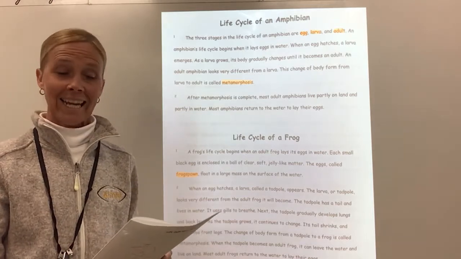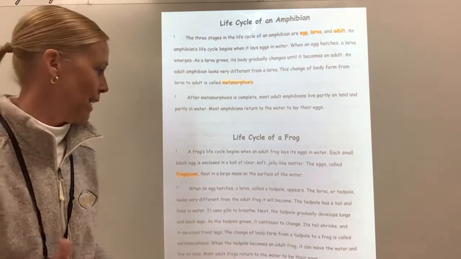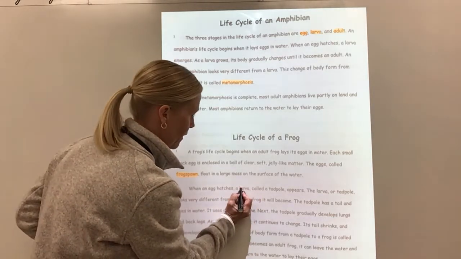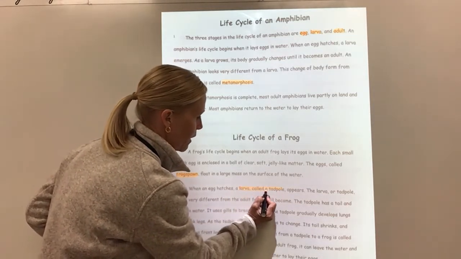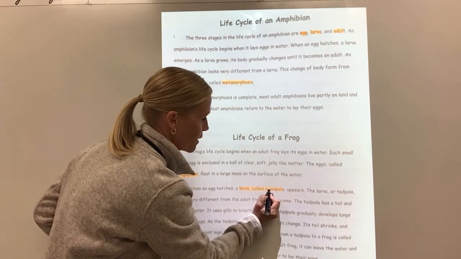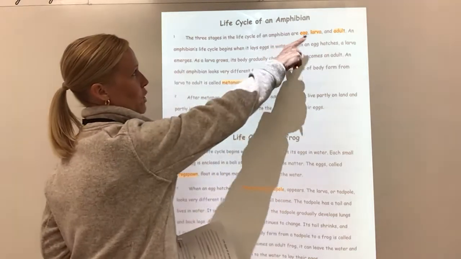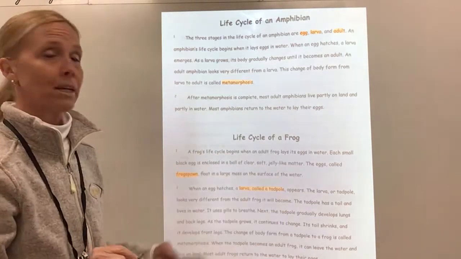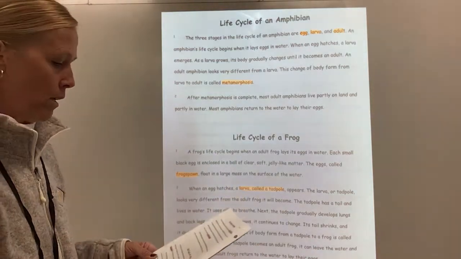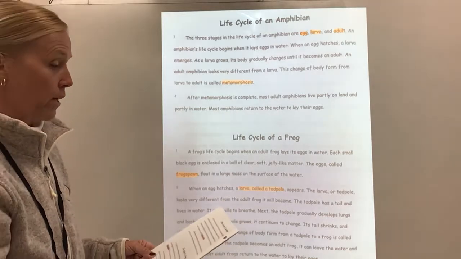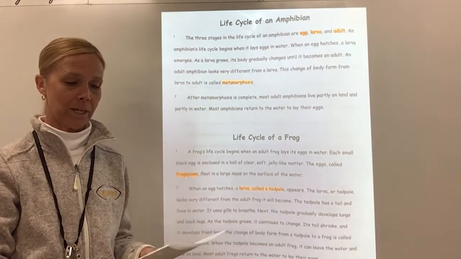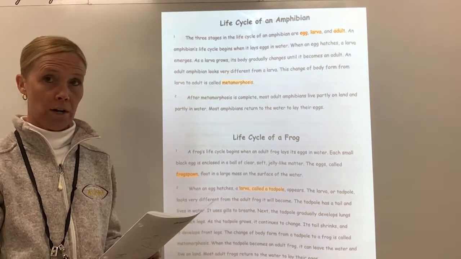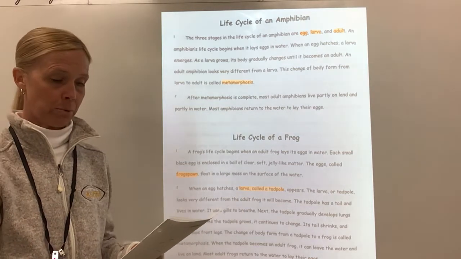It says when an egg hatches, a larva called a tadpole emerges. So in this one, we'll highlight the larva. In this one it actually has a name when it's a frog. We call it a tadpole. Up here, we're just talking about egg, larva, adult. The larva is called a tadpole, and we're talking about a frog. The larva or tadpole looks very different from the adult frog it will become. That tadpole has a tail and lives in water. It uses gills to breathe.